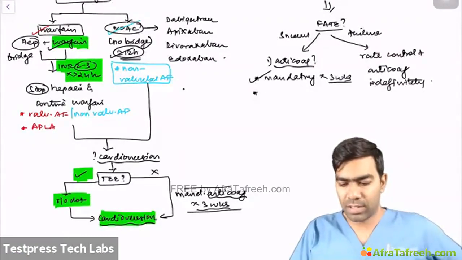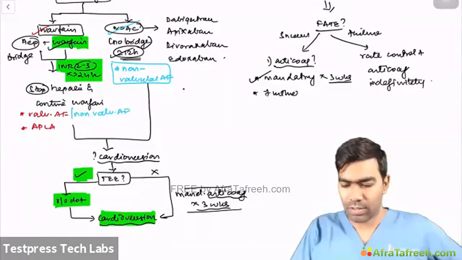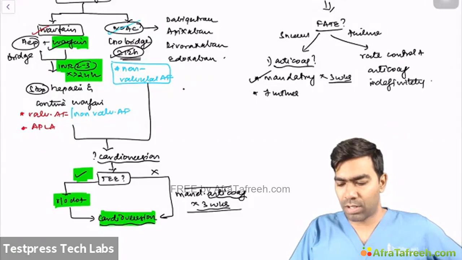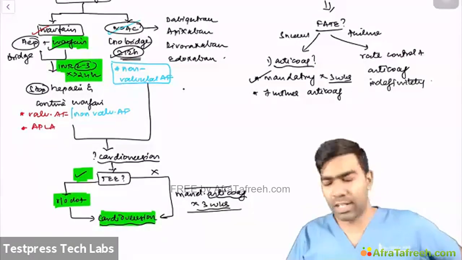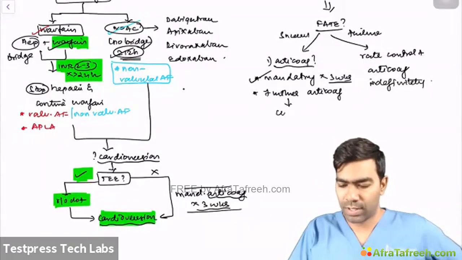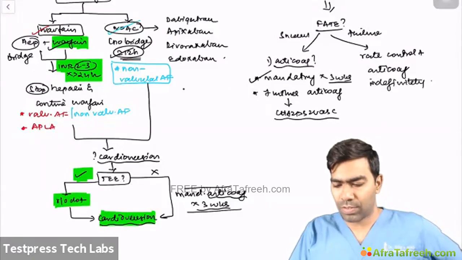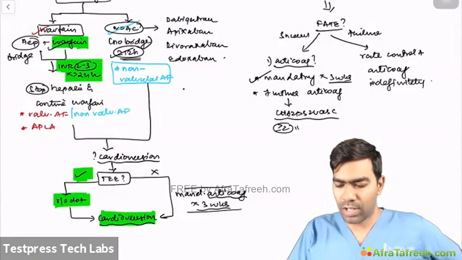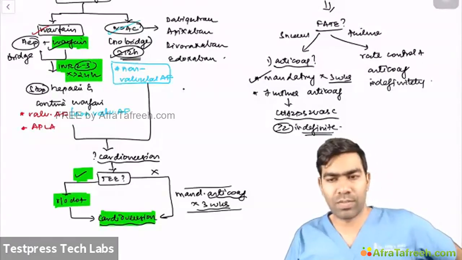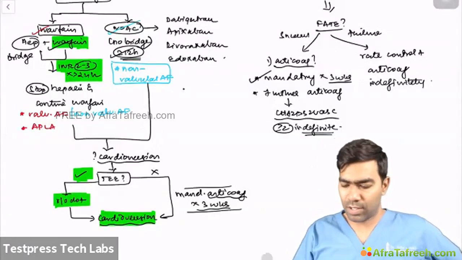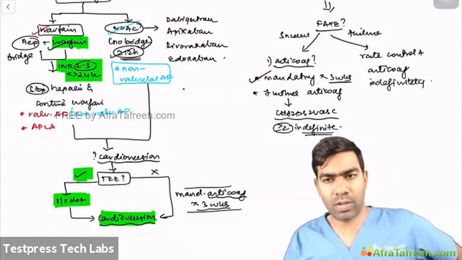After these 3 weeks, the future of anticoagulation, after that initial 3 weeks of mandatory anticoagulation, will depend on the CHADS-2 score. If the score is more than or equal to 2, continue indefinite anticoagulation. If the score is 0 or 1, I'll tell you what to do. 0 means definitely no. If it's more than or equal to 2, then you'll be doing indefinite anticoagulation in that setting.